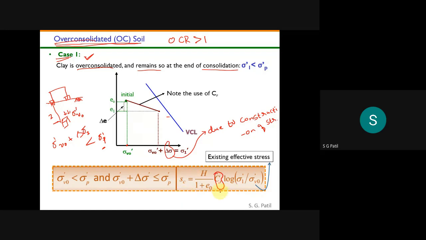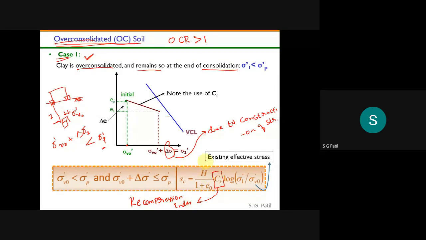So I will draw a square here. So this is what? What is this? CR is what? Recompression index. Very good. Recompression index.